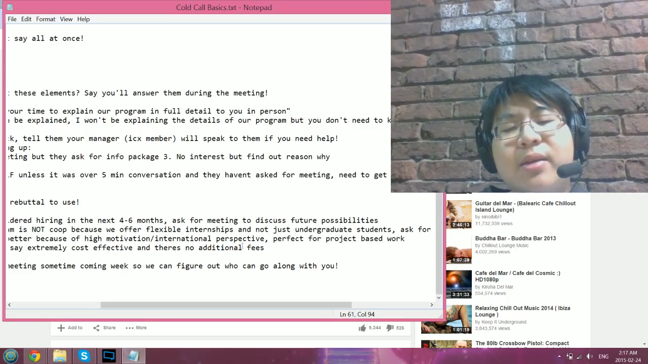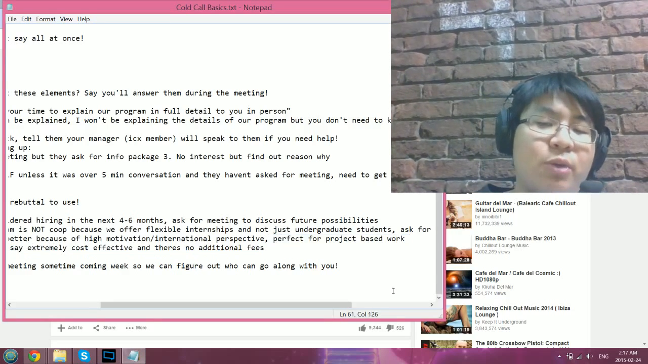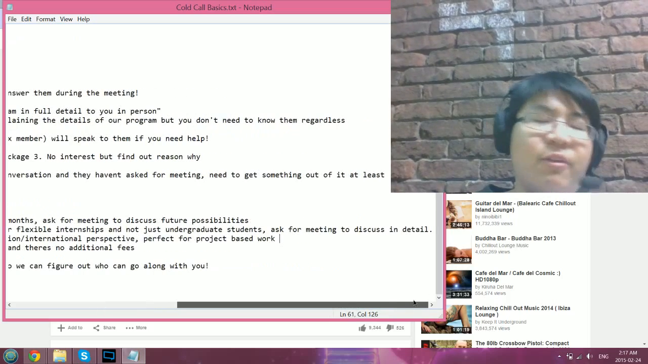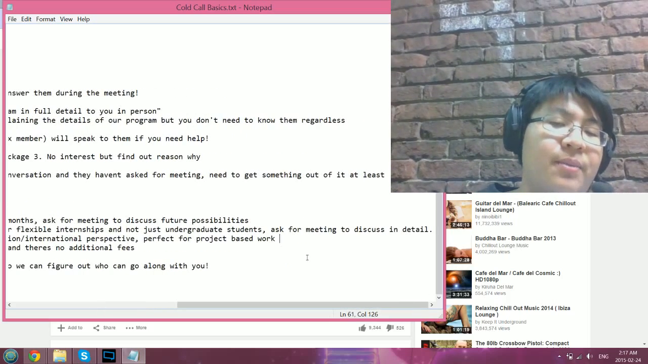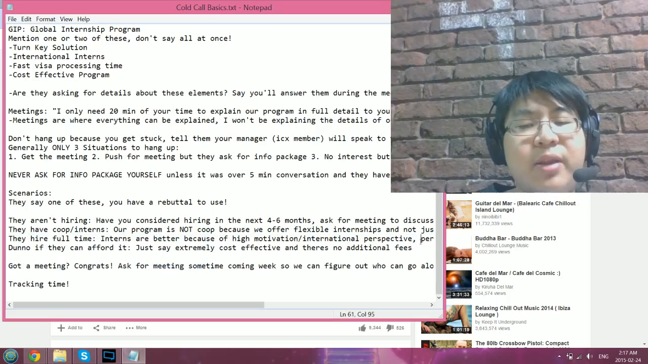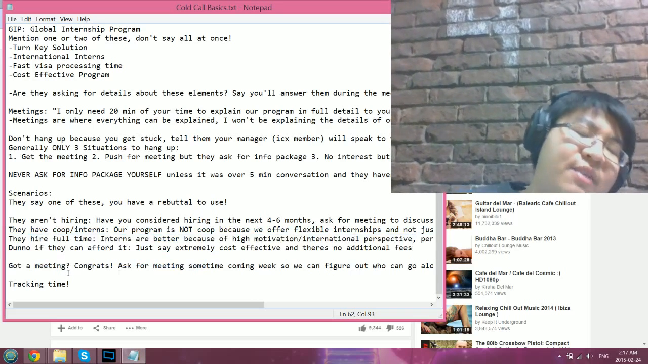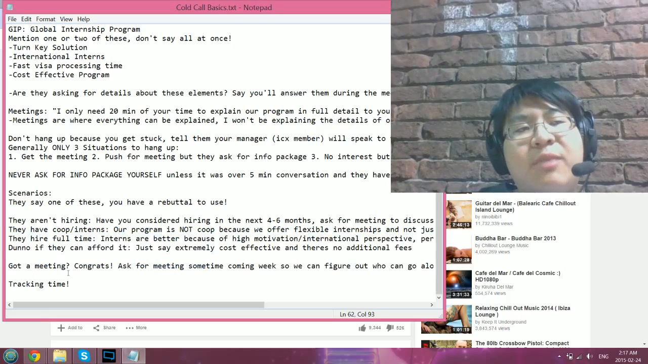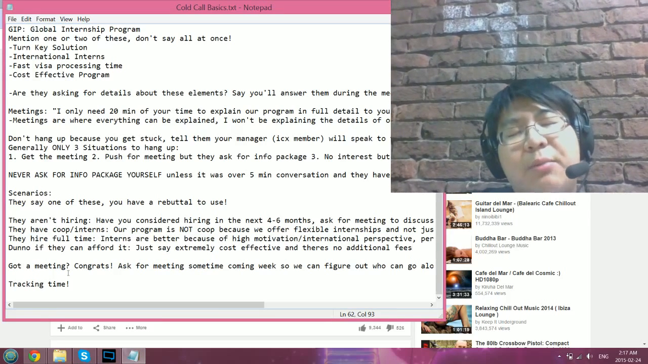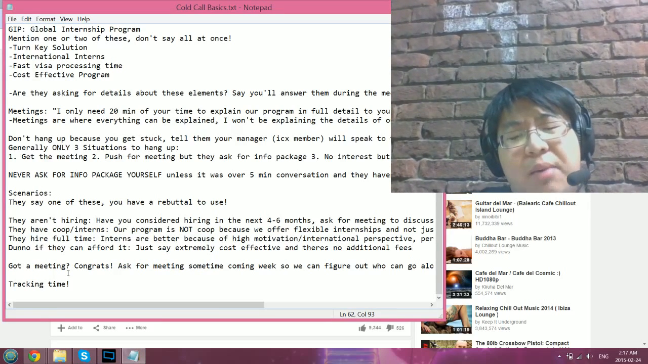And regardless, interns are just perfect for project-based work. Short projects are perfect for intern material. And if you say any of these, once again, push for the meeting, because remember, you always want to try to get that meeting. The final scenario is that they feel like they don't know if they can afford this program, even though you haven't really talked about the cost, so this shouldn't really come up.